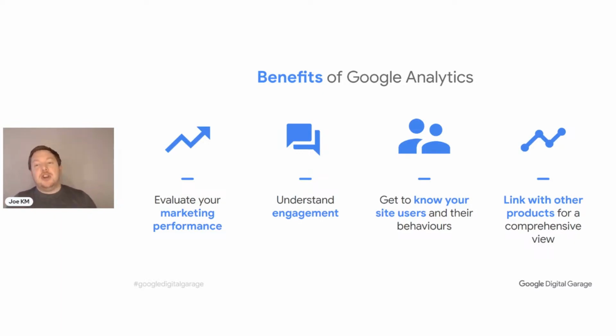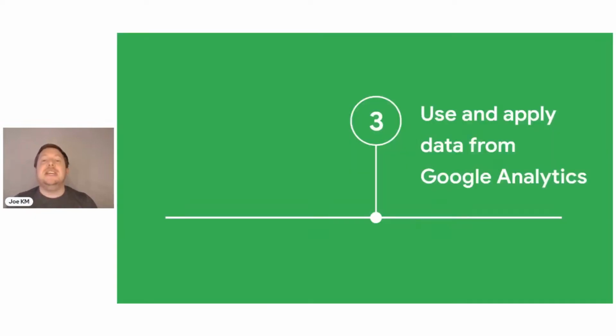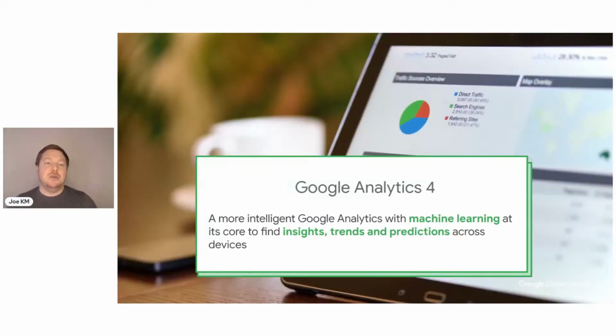Link with other products for a comprehensive view. So when we're thinking about this, we just need to think, actually, Google Ads and Search Console give you a 360-degree view. So all of a sudden, if you add both of these, you can get both aspects of the data, which gives you even better knowledge about how to do this. So use and apply this data from Google Analytics. And more, Google Analytics now is the iteration of Google Analytics 4. It's a more intelligent Google Analytics.